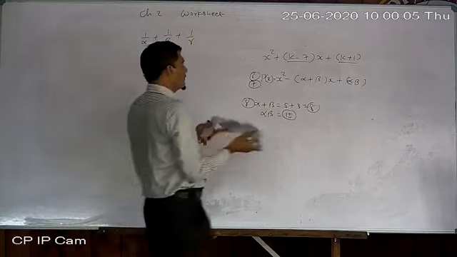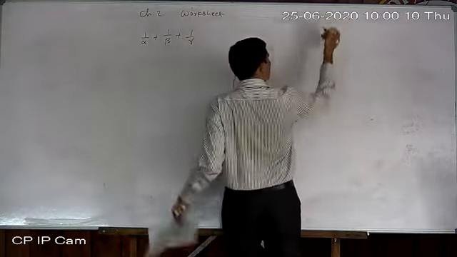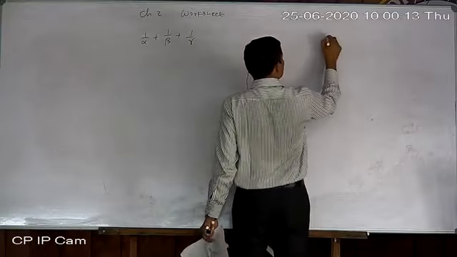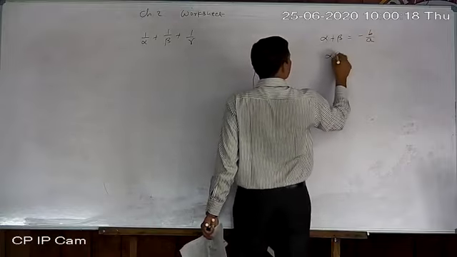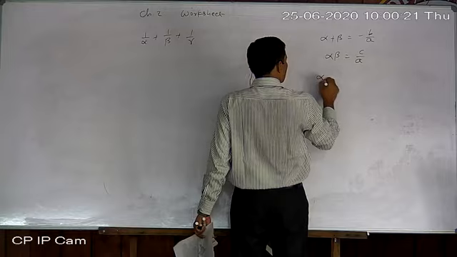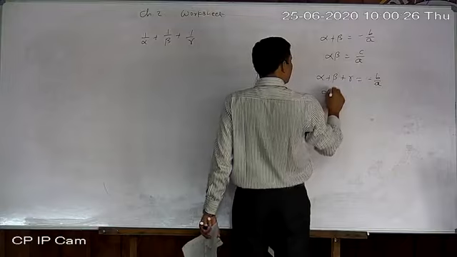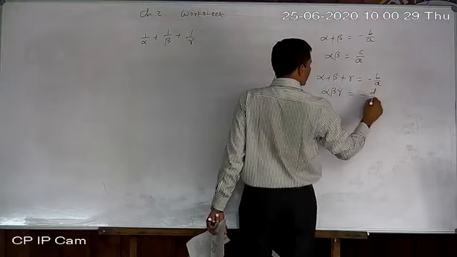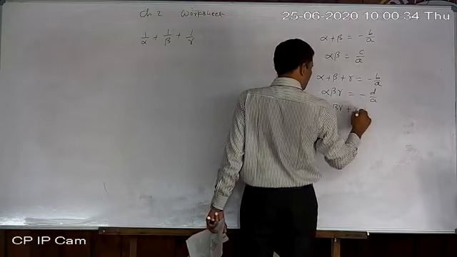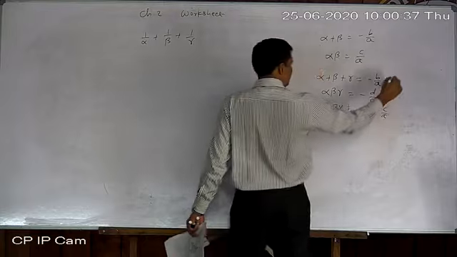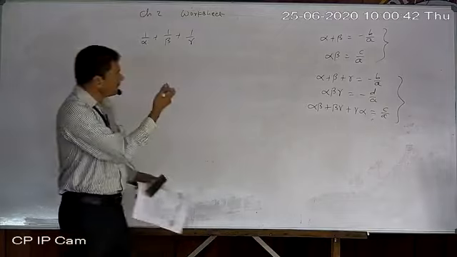Now I give you the old formulas which we have been using since this lesson started. Alpha plus beta is minus b by a. Alpha beta is c upon a. Alpha plus beta plus gamma is minus b upon a. Alpha beta gamma is minus d upon a. Alpha beta plus beta gamma plus gamma alpha is equal to c upon a. These are for cubic and the first two are for quadratic. They will be used frequently.